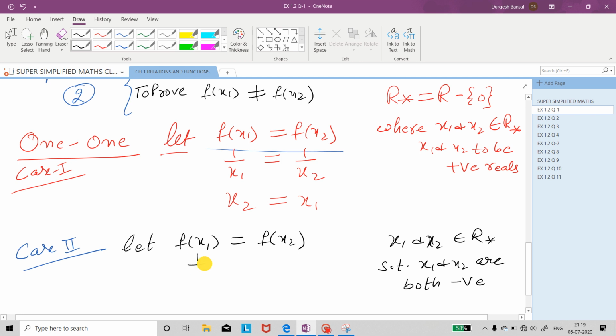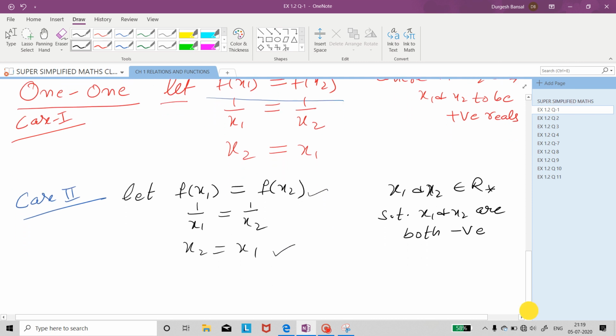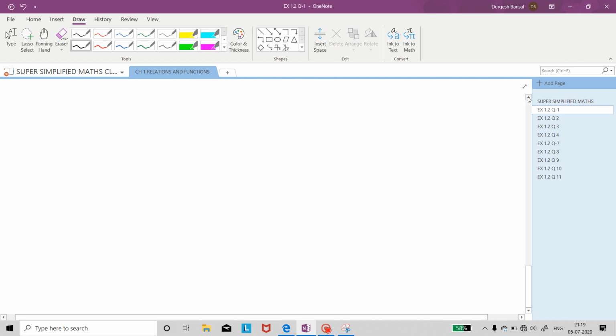So the image f(x1) is 1 by x1, the image f(x2) is 1 by x2. Both of these numbers are negative, so their negativity cancels out, and again we cross multiply on both sides and we get x2 is equal to x1. So in the second case also I am getting that if the images were the same, then the numbers were also the same. Now I take the third case, case 3, where I will take one number to be positive and one number to be negative.